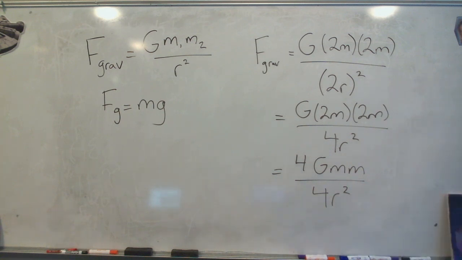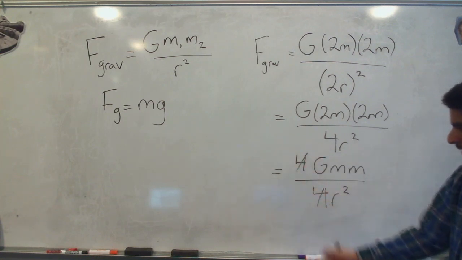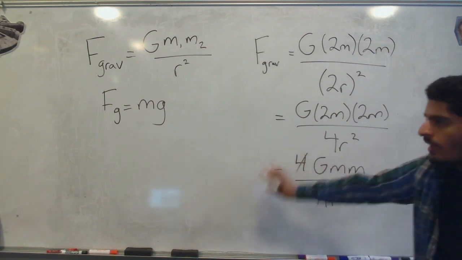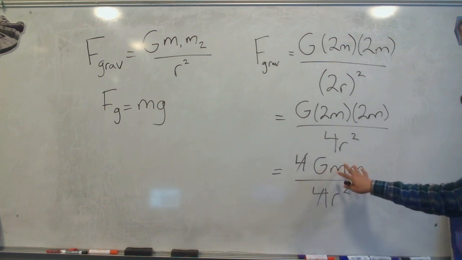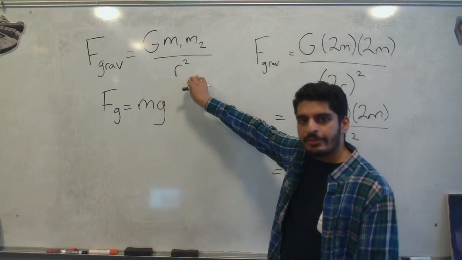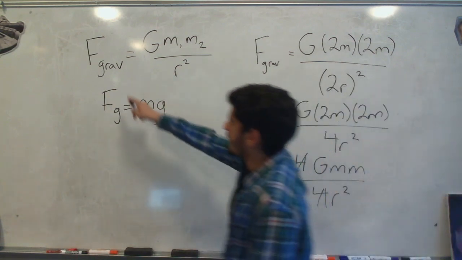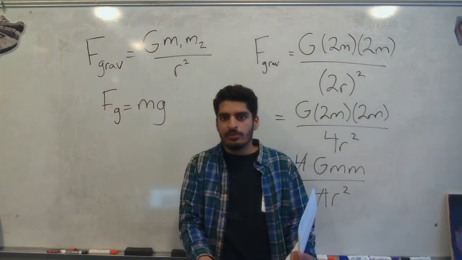And now what we see is we're just dividing 4 over 4. And really 4 over 4 is just 1, so that means our new gravitational force when we double both of the masses and double the radius is the exact same as what our gravitational force was initially. And so that means that the new force is just F, which is answer choice A.